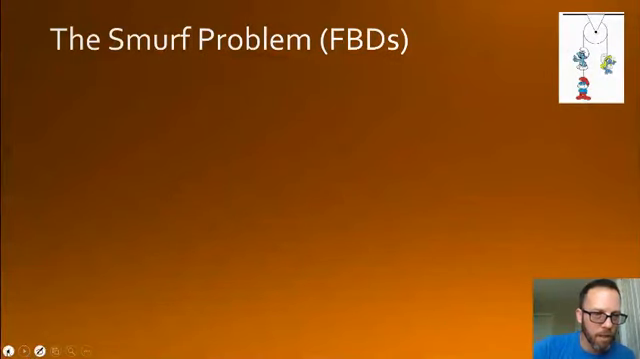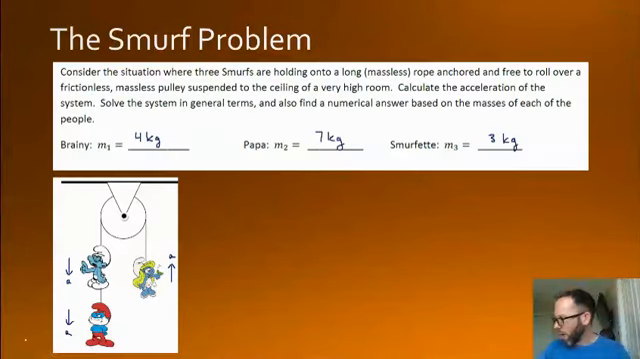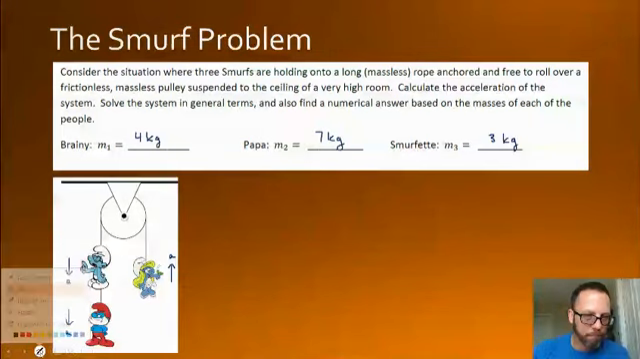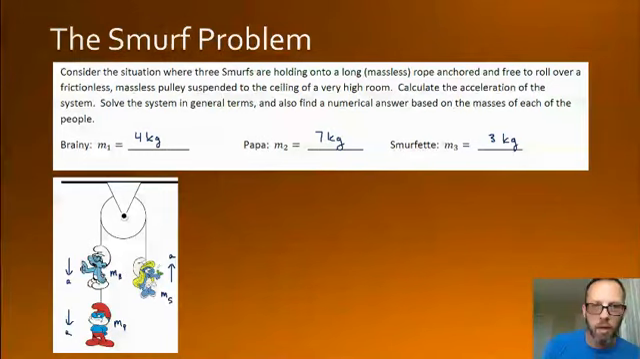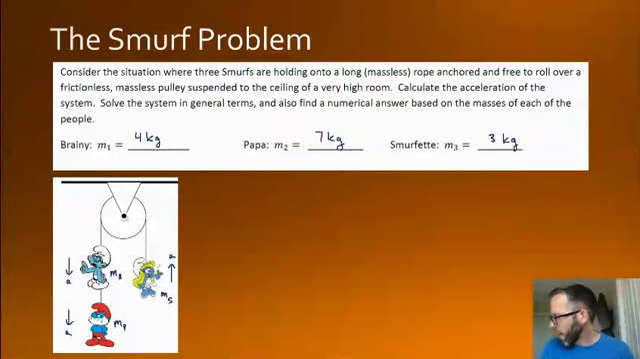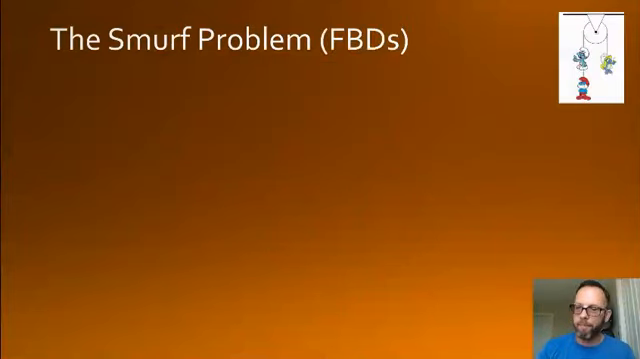Switch to yellow here. And actually, let's decide on names instead of MB, MP, and MS. Let's just say that's Brainy, Papa, and Smurfette. All right, that should be good. So let's do a free body diagram for each one. And I'll start with Brainy, I think.